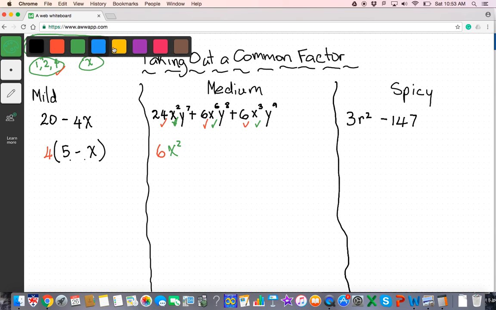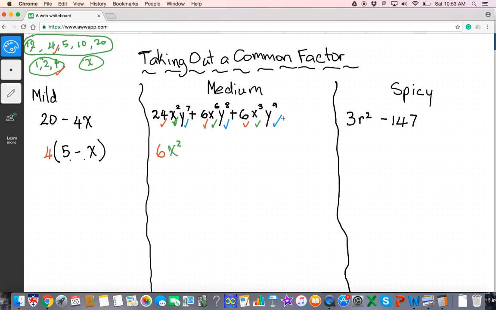Finally, we have some y's. So we're going to look at the y's. And the greatest common factor between y to the 7th, y to the 8th, and y to the 9th is going to be y to the 7th.